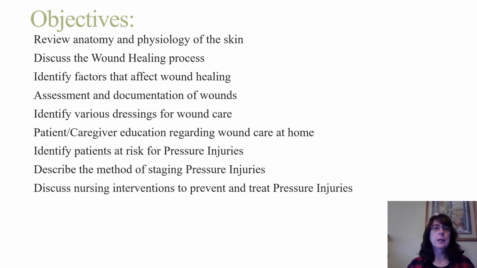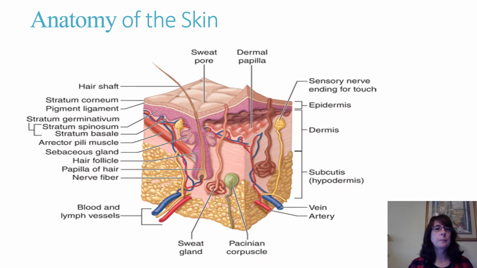Today we're going to be reviewing anatomy and physiology of the skin. We're going to discuss a little bit of the healing process. We're going to identify factors that affect wound healing, assessment and documentation of the wounds, identify various dressings for wound care, patient and caregiver education, patients that are at risk for pressure injuries, staging of pressure injuries, and the interventions that nurses can do to help prevent. And this will happen throughout the course, this 15-week course on the integumentary system.